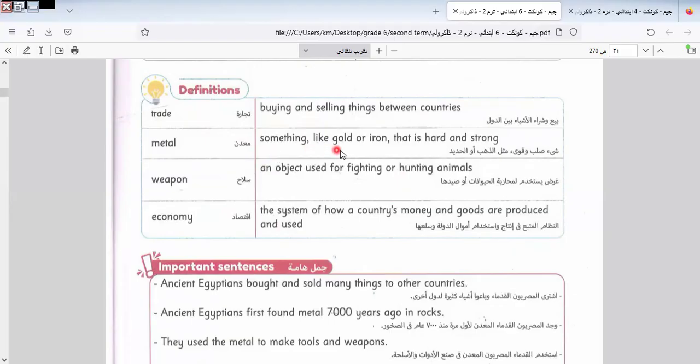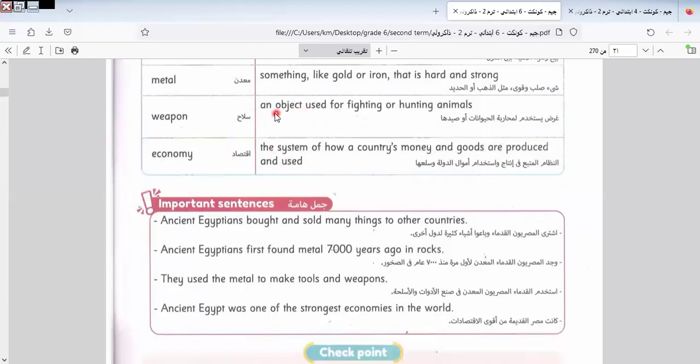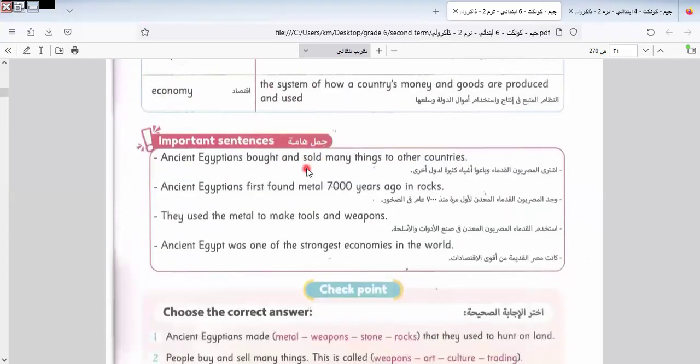Metal means something like gold or iron that is hard and strong. Weapon: an object used for fighting or hunting animals. Economy: the system of how a country's money and goods are produced and used.